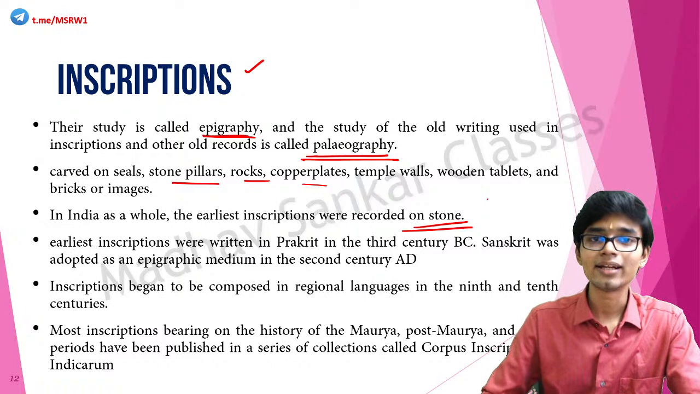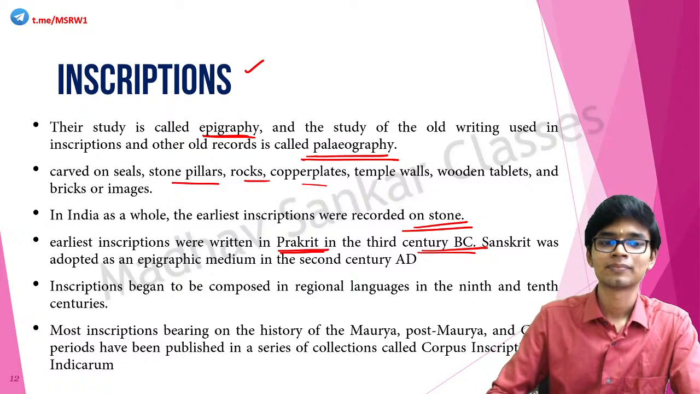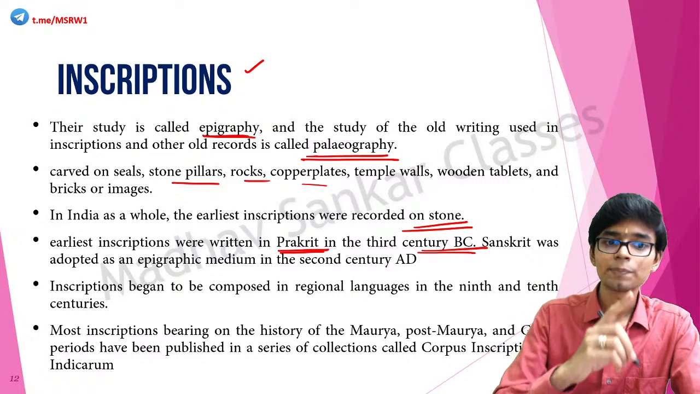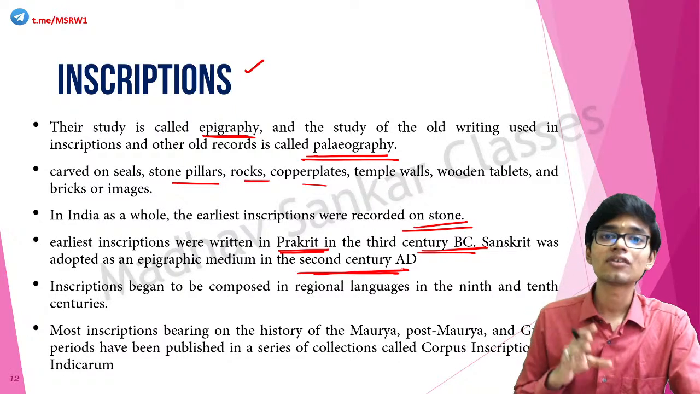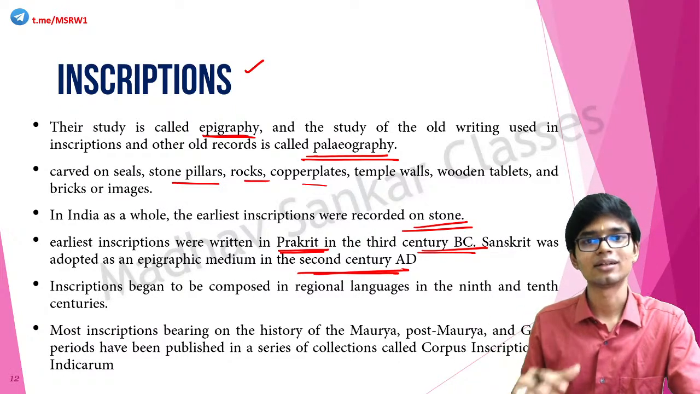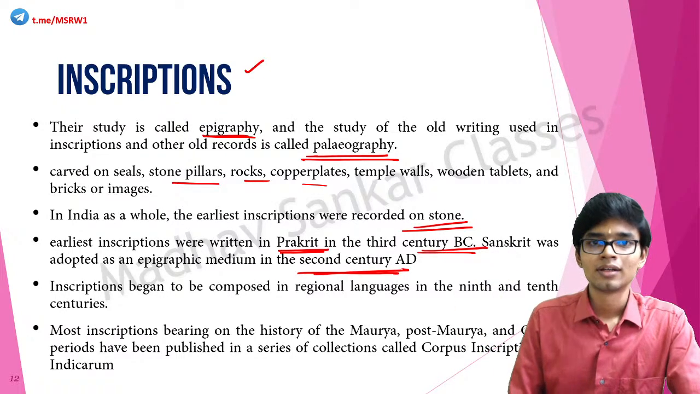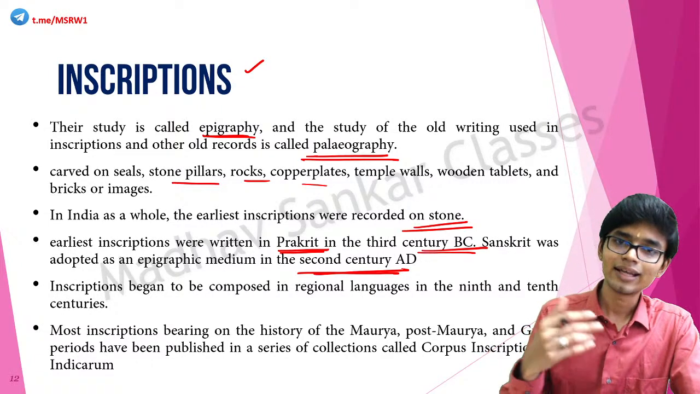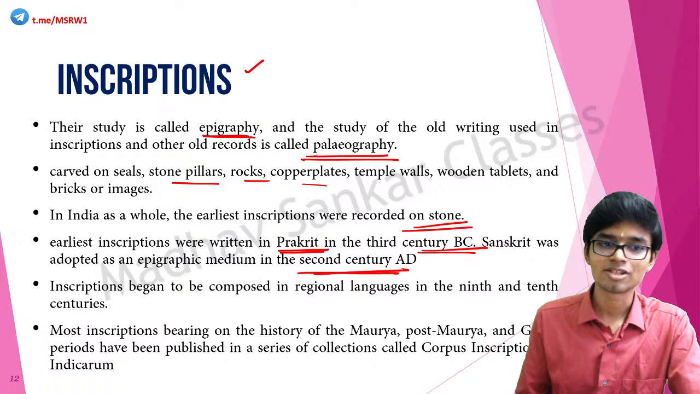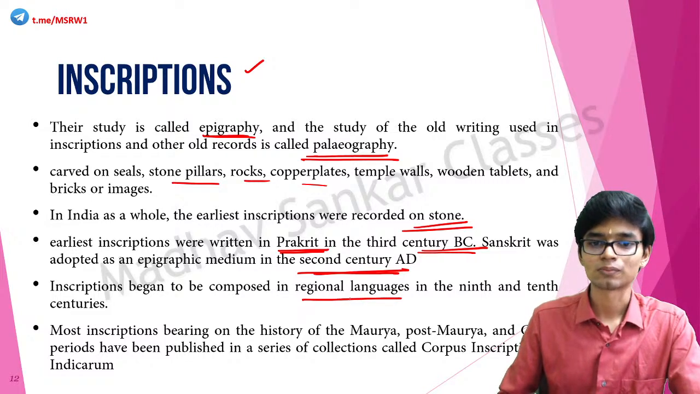The earliest inscriptions were made using the language Prakrit in the 3rd century BCE. And Sanskrit came to be adopted as the epigraphic medium only in 2nd century AD. Only after 500 years of writing inscriptions did Sanskrit arrive in the picture. Later on, by 9th and 10th century, the early medieval Indian period, inscriptions started to be composed using regional languages also.